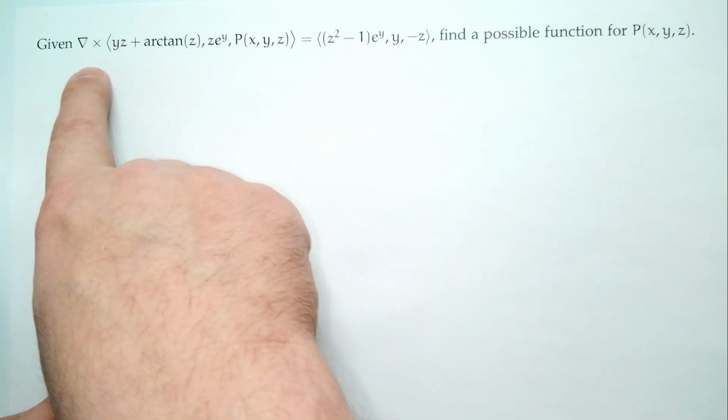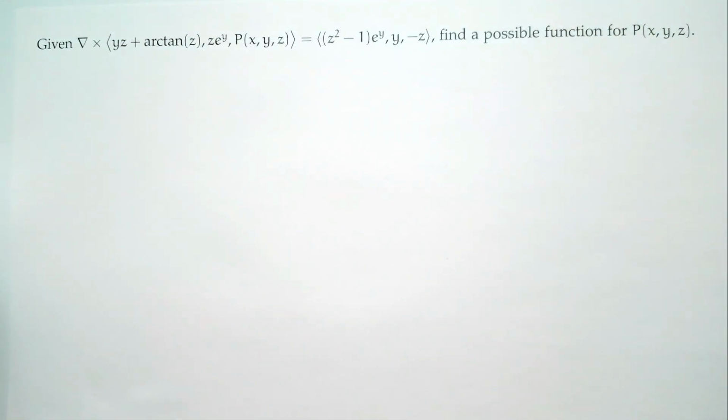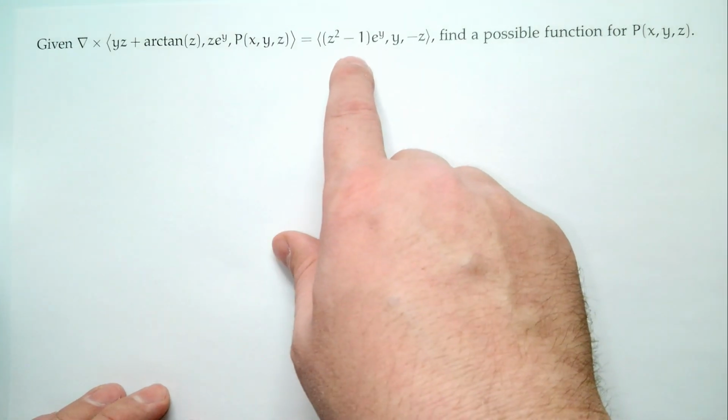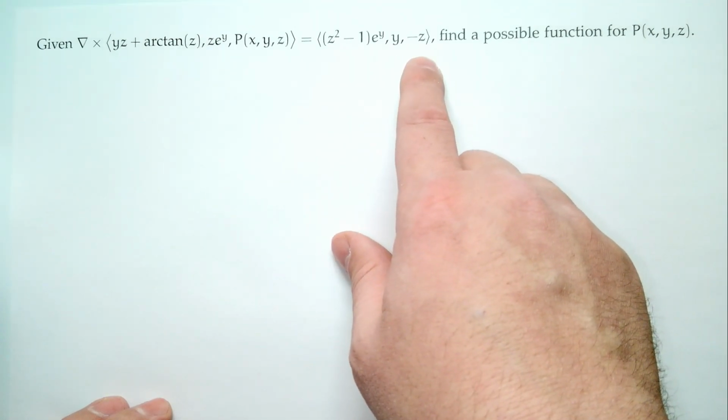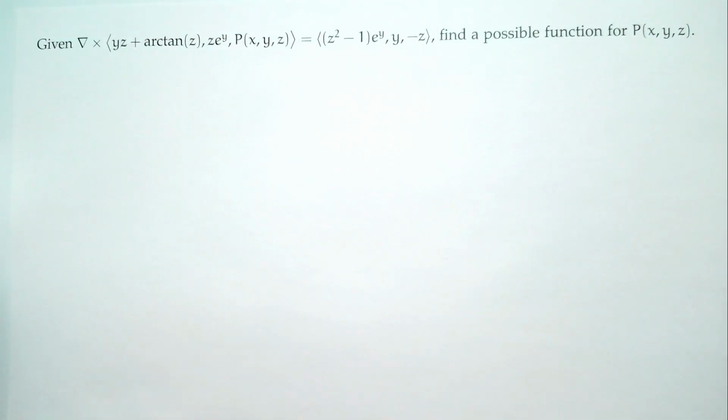And this del cross, we have a name for that, and that is called the curl. So we're taking the curl, and we know the output: z squared minus 1, e to the y, and negative z. And the question is, find a possible function for p of x, y, z. So I know, essentially, the output, and I want to find what's the possible function.